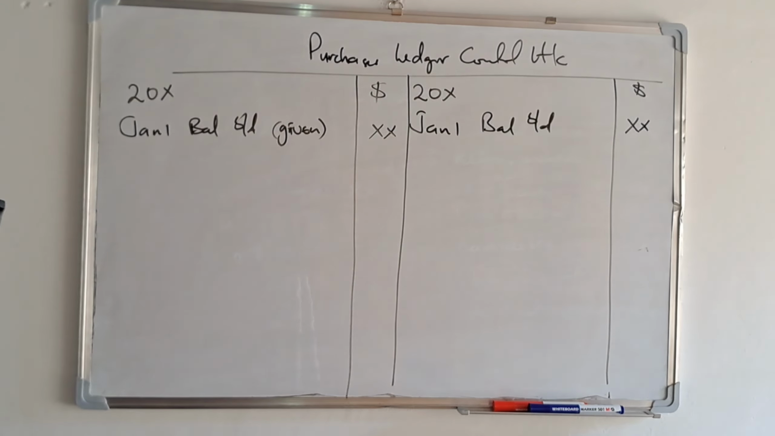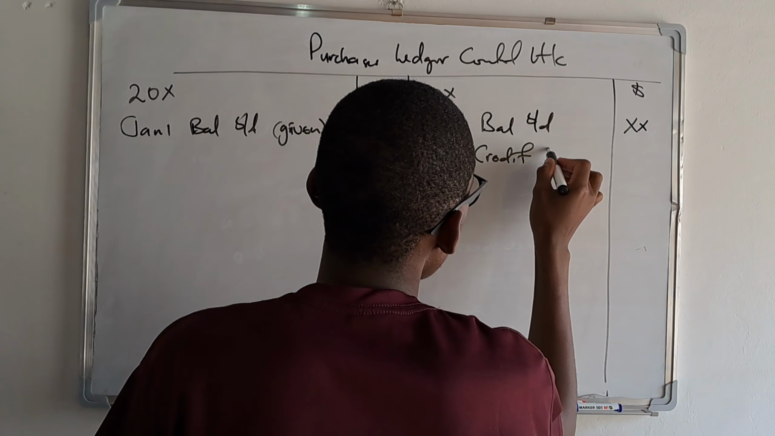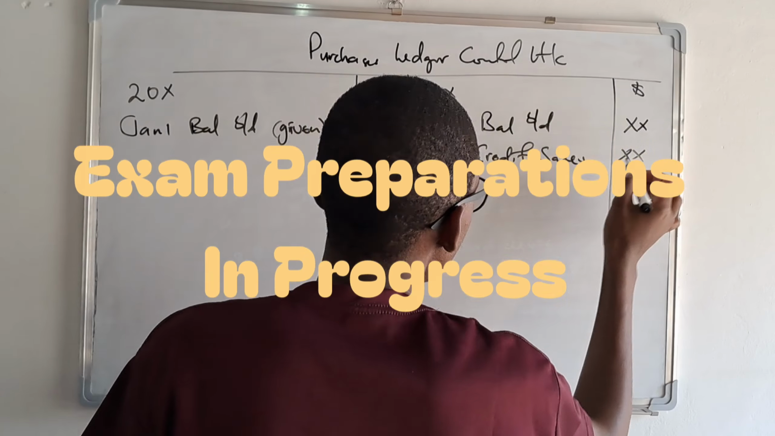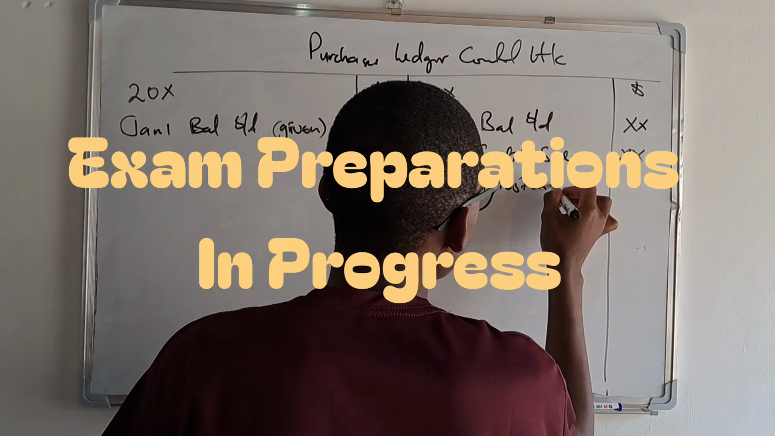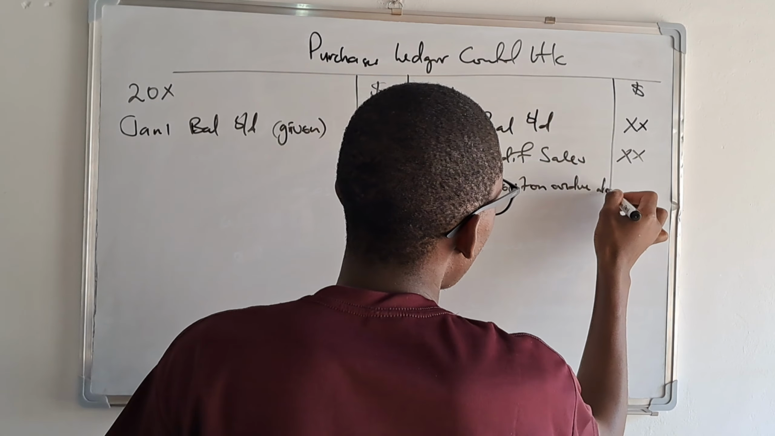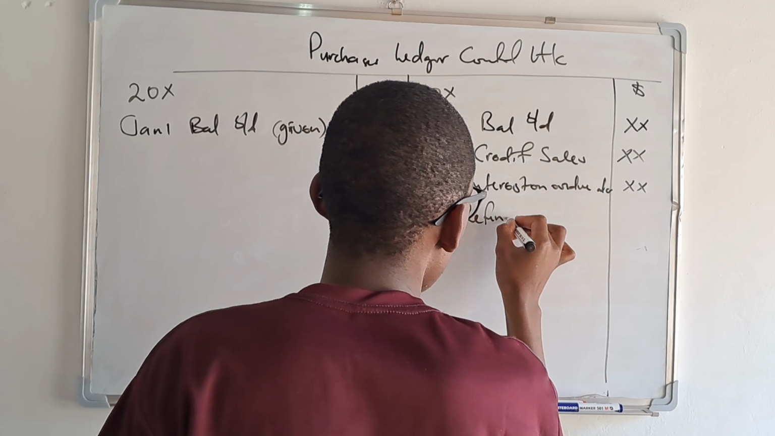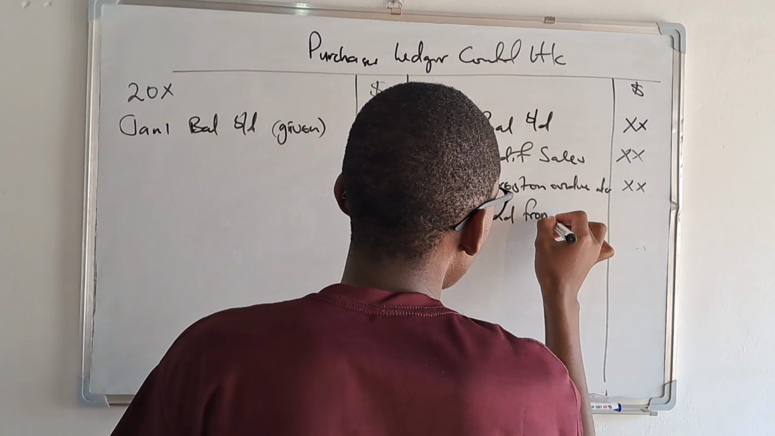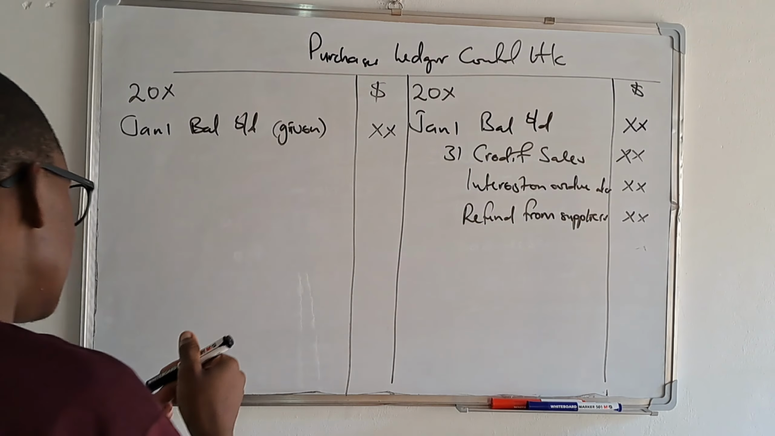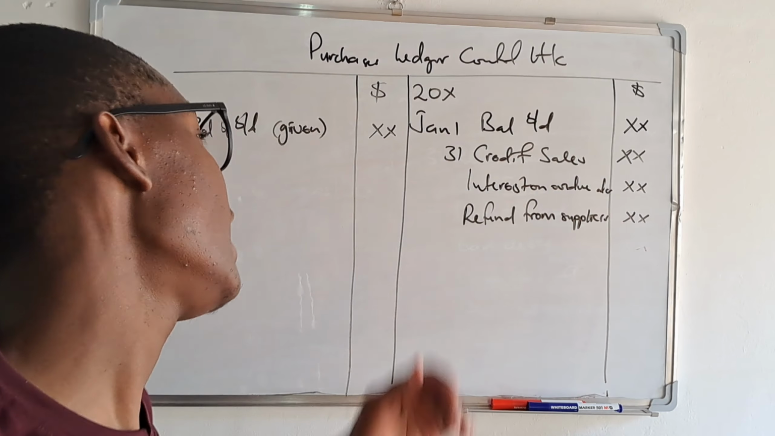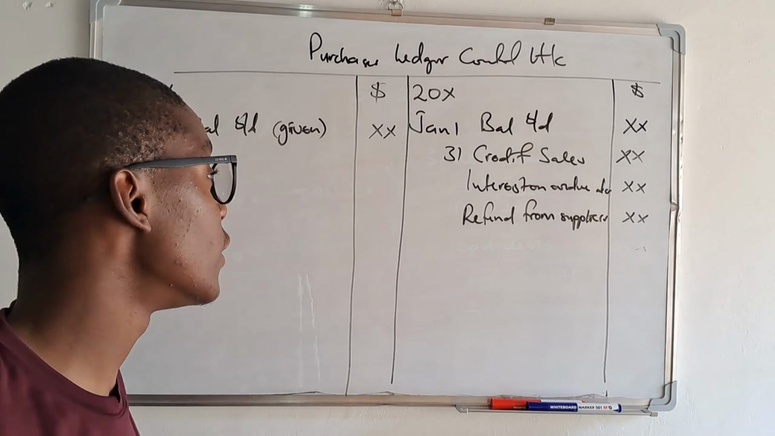Before we move forward, you're going to start with the credit side. You have January 31, we have credit sales. You record your credit sales. We have interest on overdue accounts. You record the interest on overdue accounts. We have the refund from suppliers. Maybe they supplied us some faulty goods, and they actually refund us. If we receive a refund, we definitely record the refund from suppliers on the credit side.